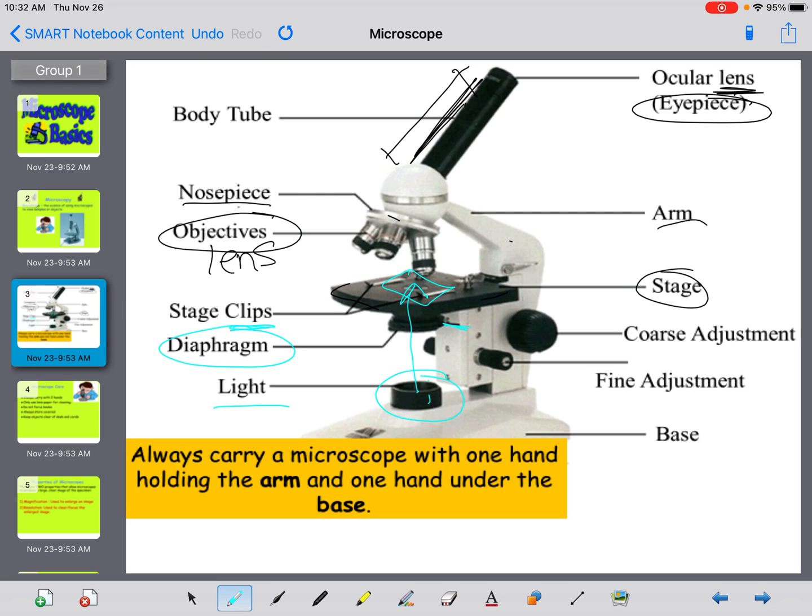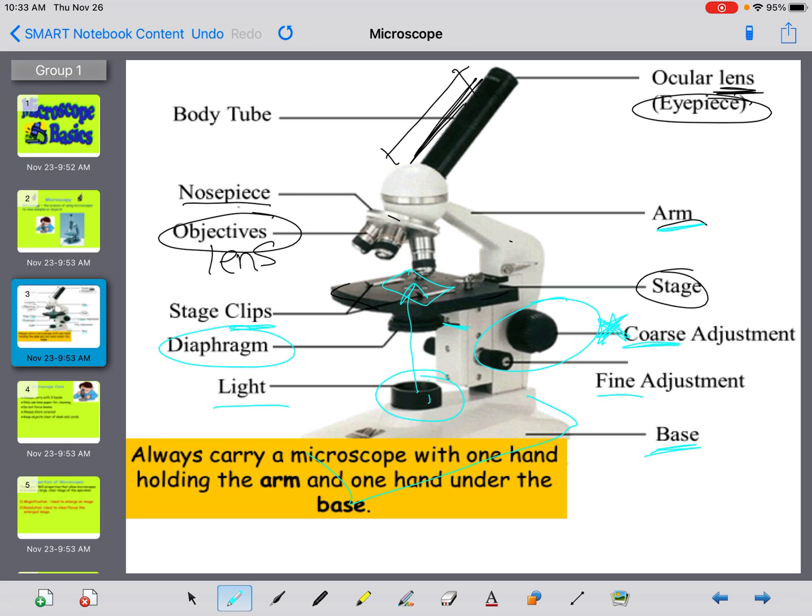The base, which is the bottom part, is what's holding the microscope together. It's the other thing that you're going to hold on to when you're holding onto the arm. And there are 2 knobs, which are important. This is what we're going to use to focus our image of our specimen. We have a coarse adjustment knob and a fine adjustment knob.